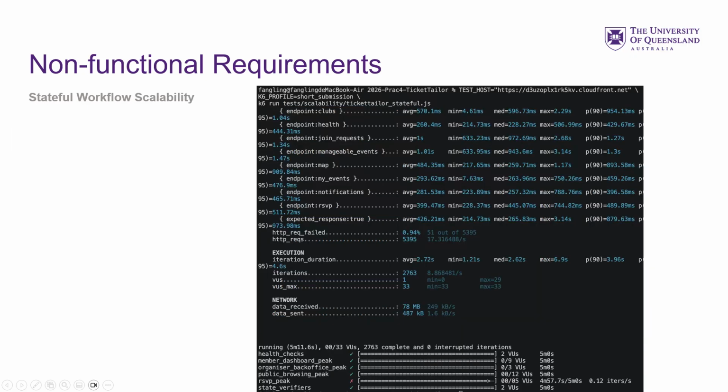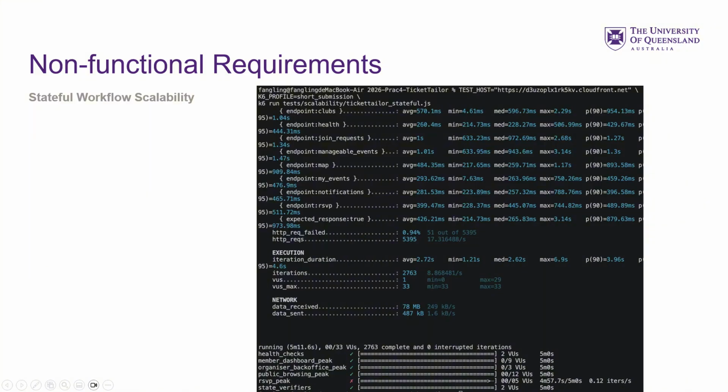We also ran a stateful K6 test, which is closer to real user behavior because it includes workflows such as browsing, RSVP, notifications, and organizer actions. This test completed without interrupted iterations, giving additional evidence that the system supports realistic user workflows.